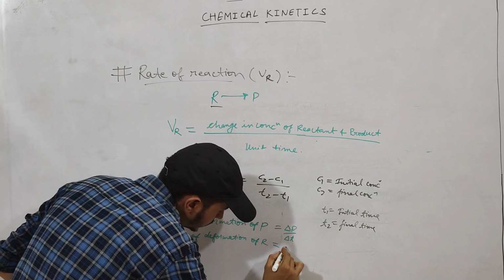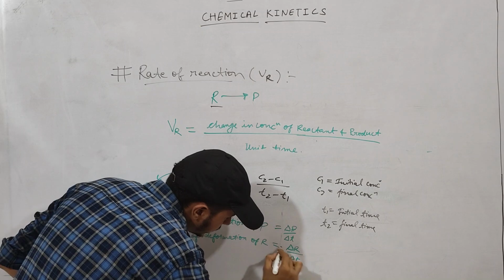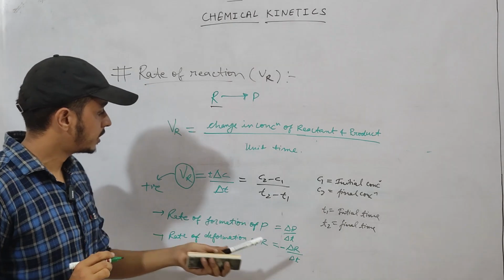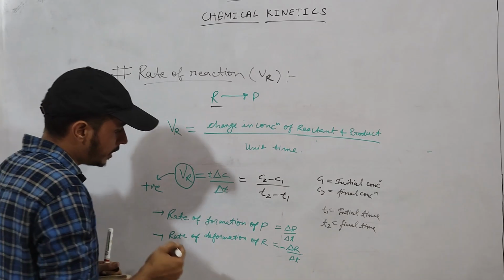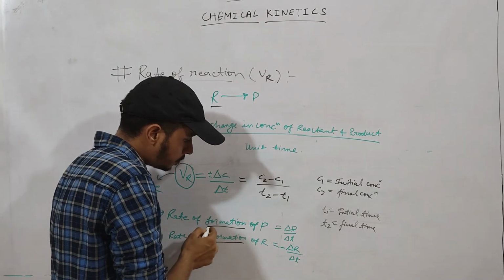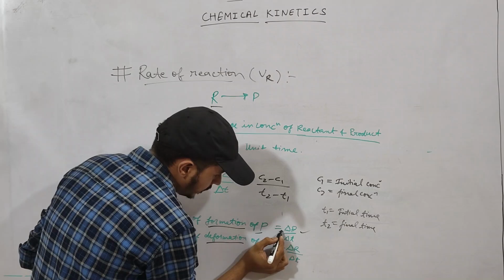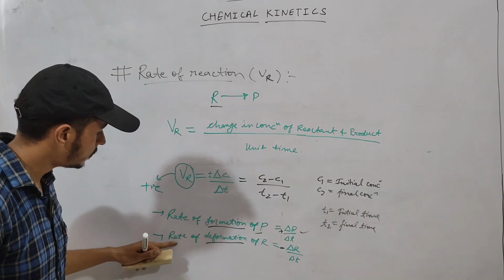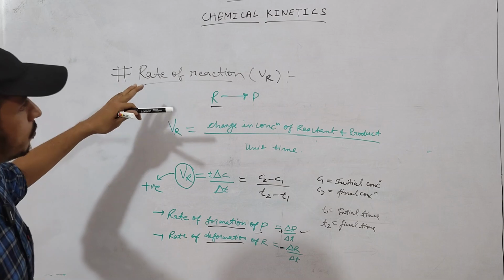of reactant, it will be represented by del R upon del T with a negative sign, because reactant is converting into product with time. So reactant concentration will decrease. So a negative sign will always be put when we write the rate of deformation for reactant, and if we write the rate of formation for product, then a positive sign will come. So you can learn that for rate of formation a positive sign will come, and for rate of deformation a negative sign will always occur. So this is all about rate of reaction.